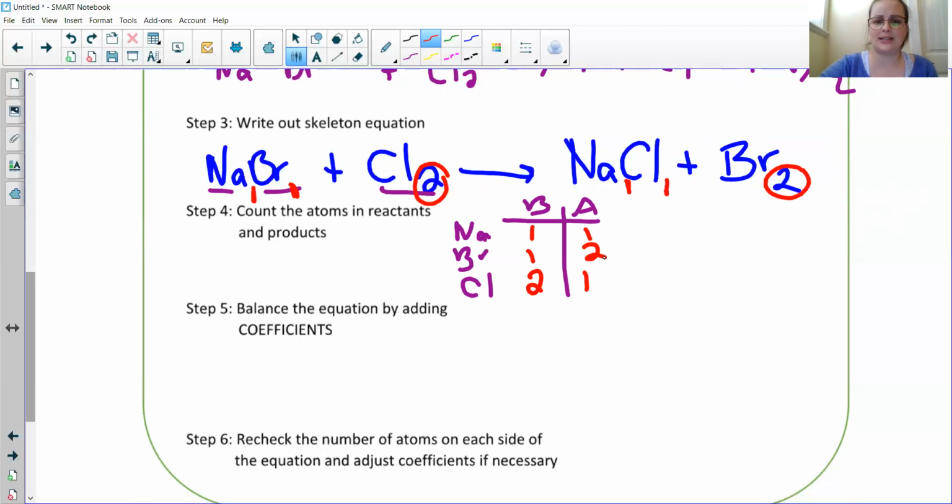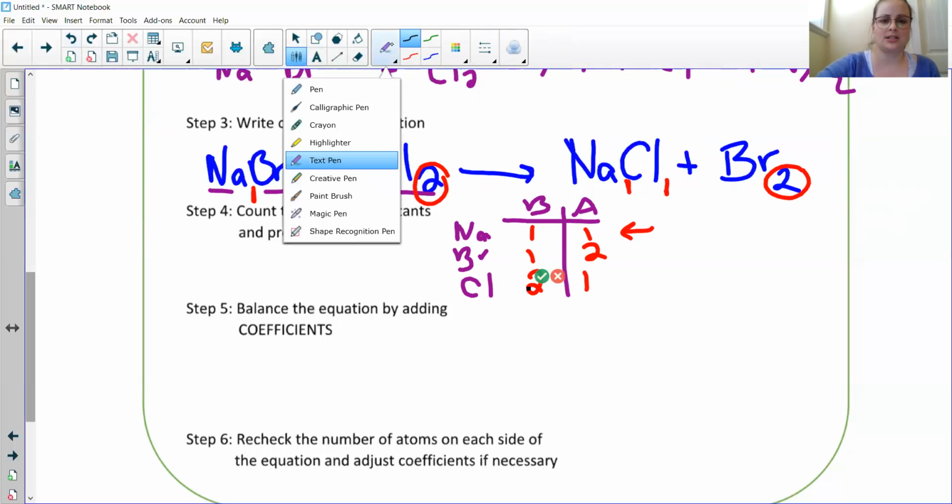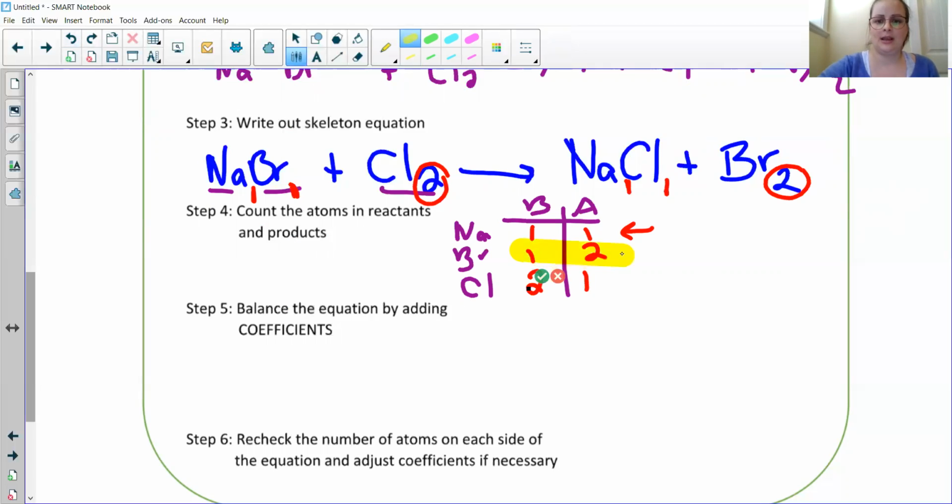So as you can see, although my sodiums are balanced, 1 before and 1 after, I have an issue: I had a bromine just spontaneously appear, and I had a chlorine spontaneously disappear, and that can't happen. We have to balance this. So what we're going to do is add coefficients. And where we add coefficients is before each substance. These spaces I'm drawing are where we add the numbers. We do not touch anything that is in blue.